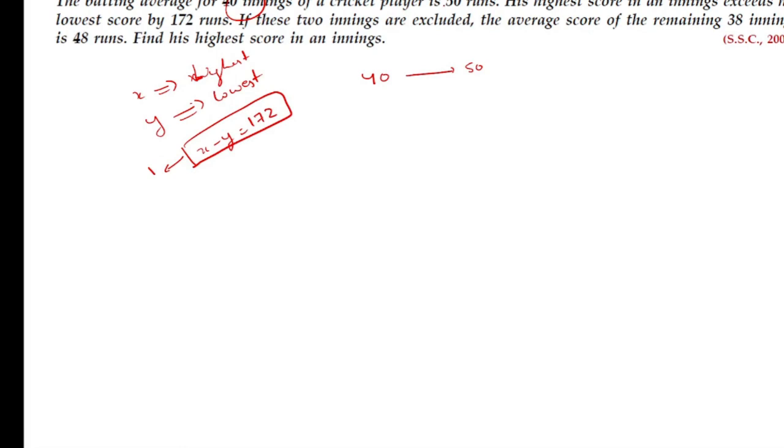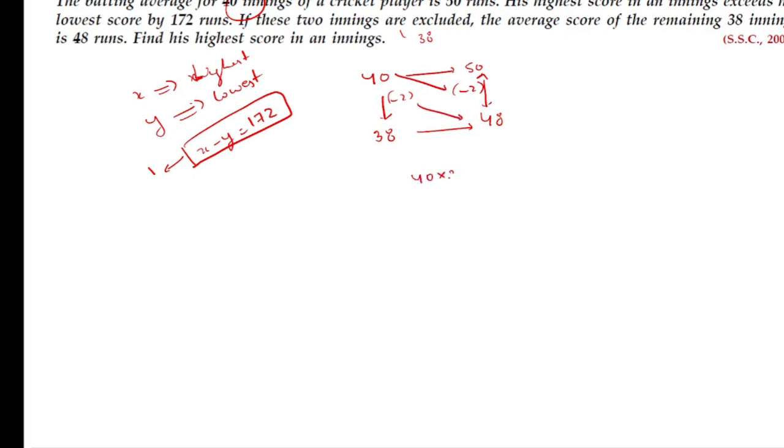So these two innings are excluded. That means 38 innings. Then his average score of the remaining 38 innings is 48. How much did it reduce? Minus 2. How many innings are reduced? Minus 2. So this 40 is to this and this one is this.